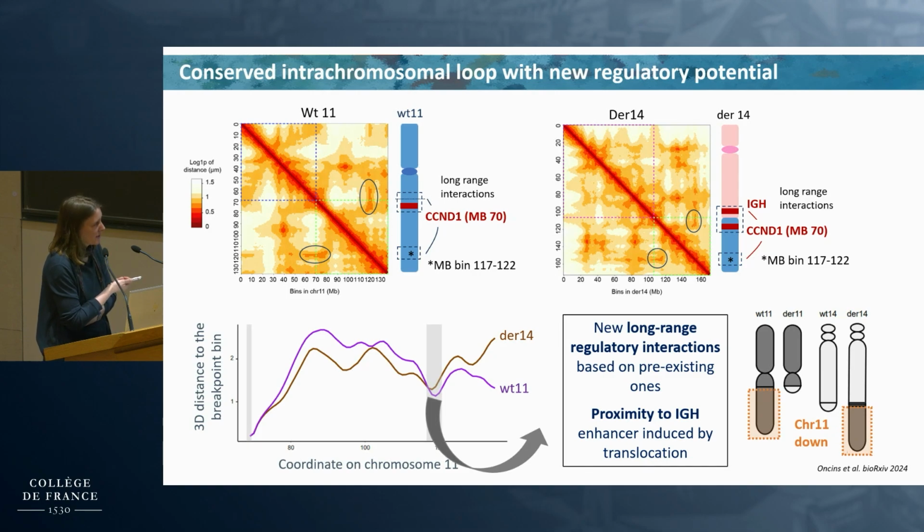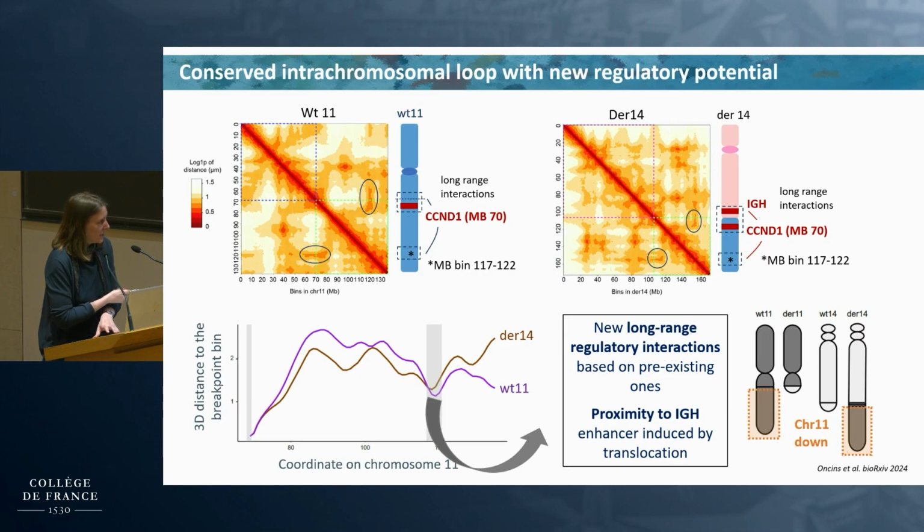So that basically means that there are new long-range regulatory interactions based on the pre-existing ones, because they already exist in the wild-type chromosome, but the difference is now that you get this proximity to this very strong enhancer that is induced by the translocation.